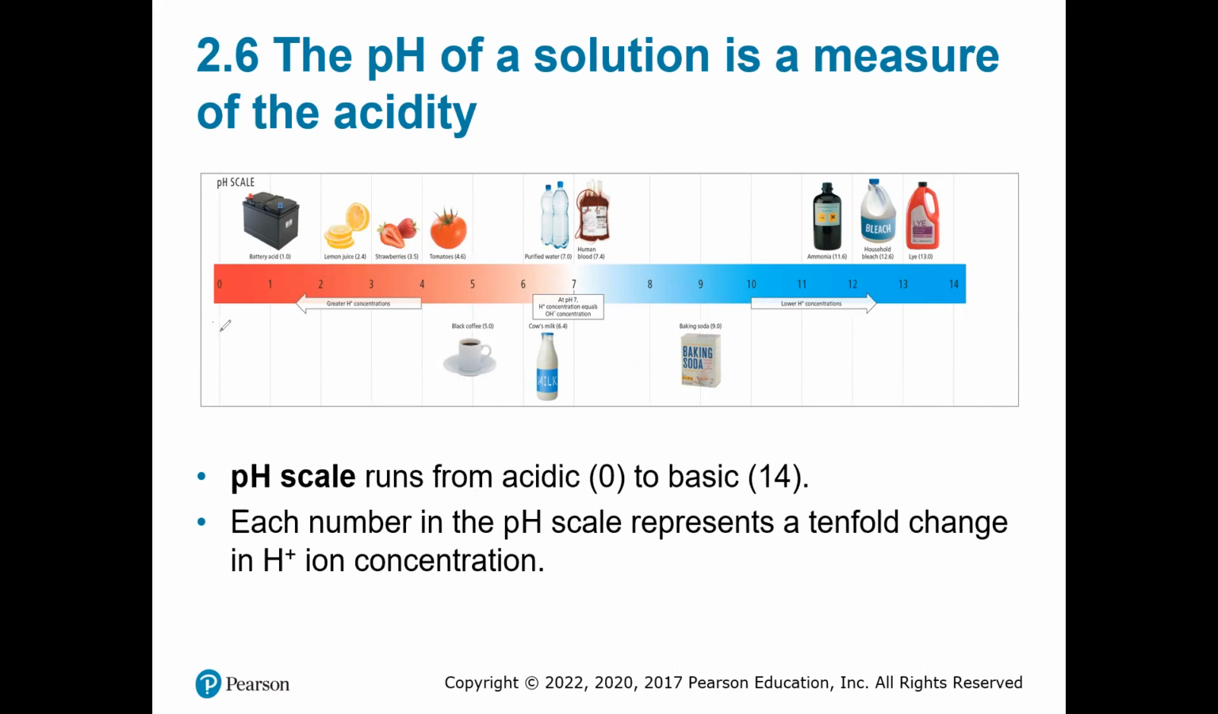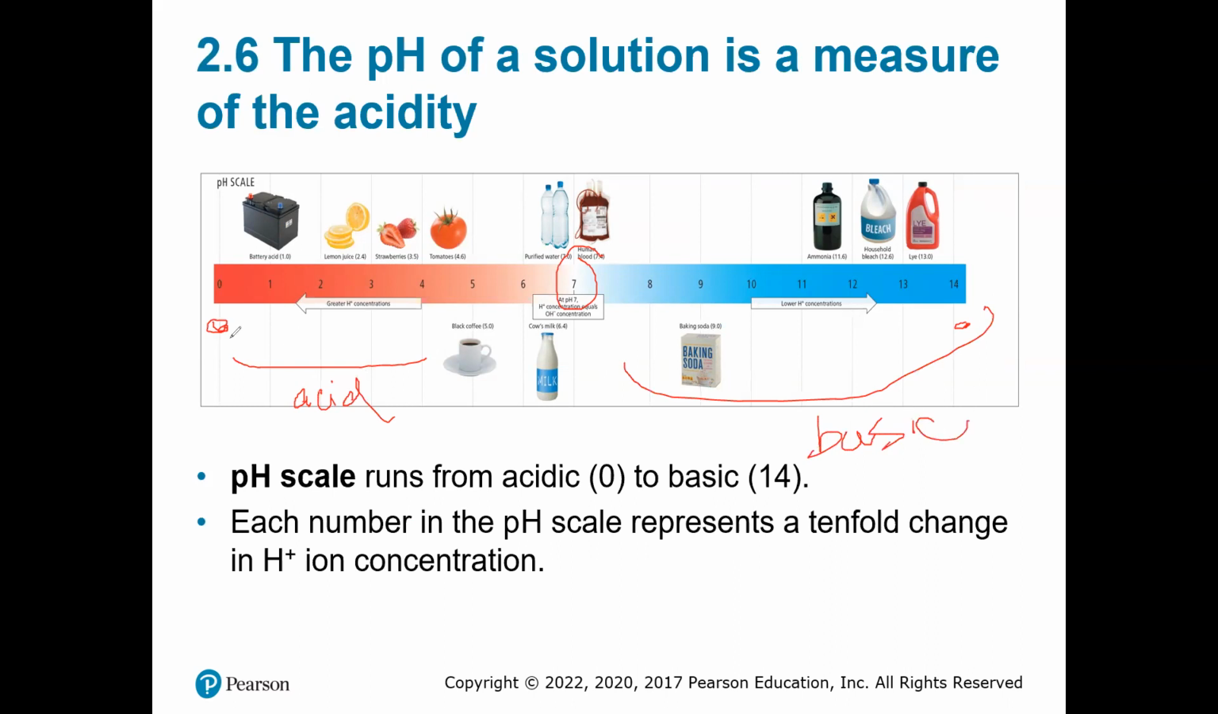Okay, so on here we have 0 and we have 14. Okay, so 7 is neutral. So 0 to 14, 7 is neutral. From 0 to 7 is acidic, and then from 7 to 14 is basic.